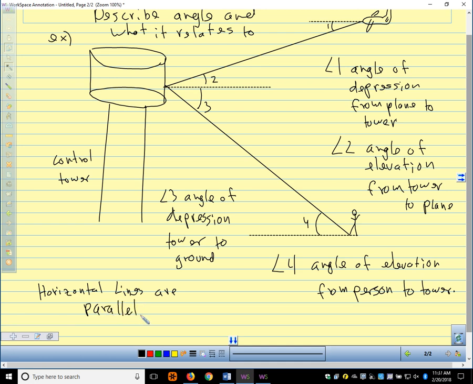Horizontal is always horizontal. So if the horizontal lines are parallel, which angles have to be congruent? This line is parallel to this line. This is my transversal. Which ones are congruent? 3 and 4 have to be congruent. Those are alternate interior angles. 1 and 2 have to be congruent. Those are alternate interior angles.